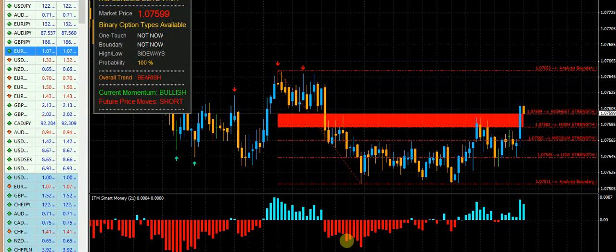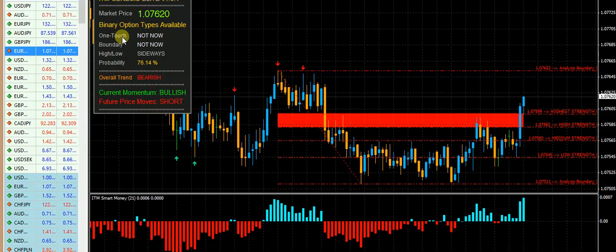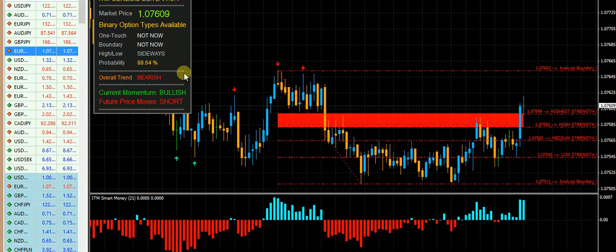Today we just want to demonstrate how to perform one-touch options, binary options trades using one-touch. So we are going to be using Fibonacci retracement areas to take the trade. So we just wait here. It says one-touch options, not now, which means that at the moment we don't have any valid entry for one-touch.